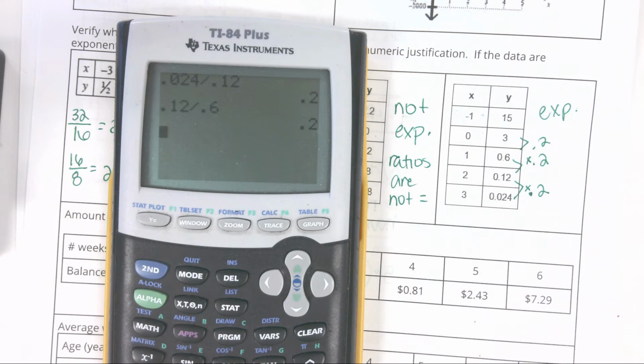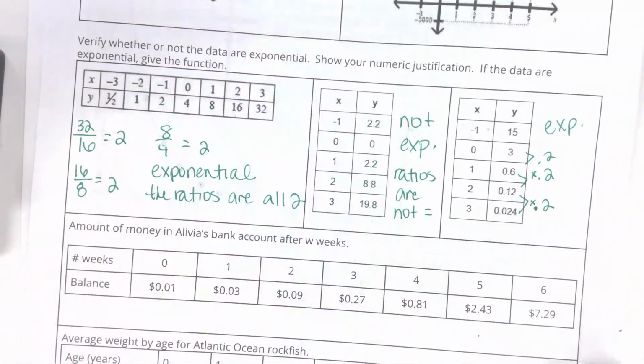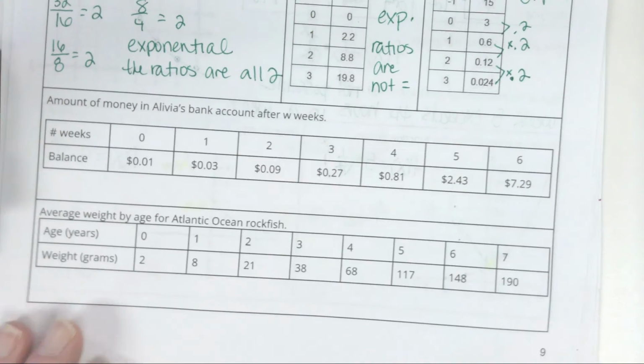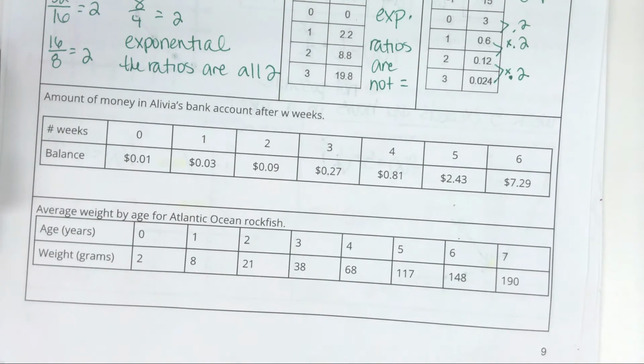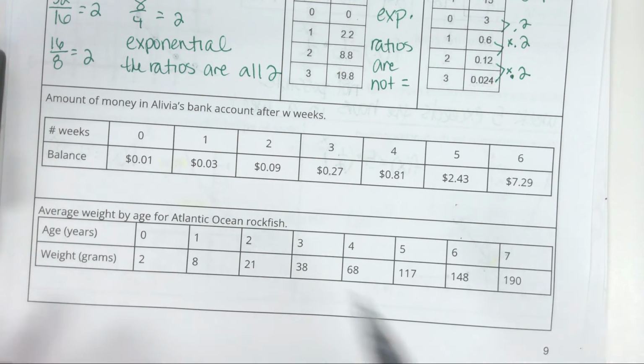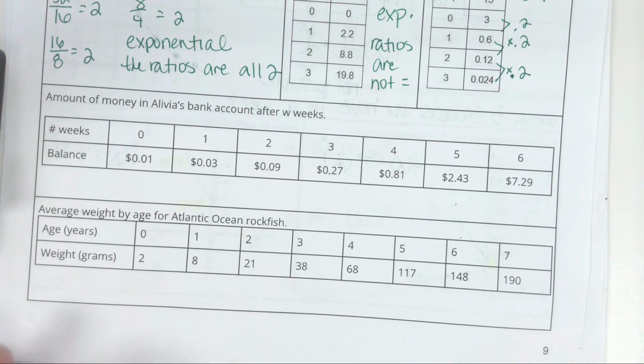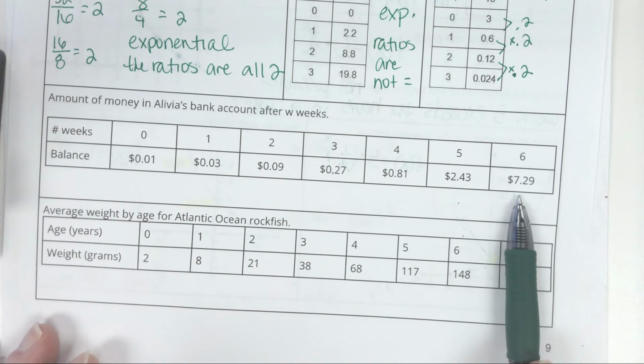How about the money in Olivia's bank account? Is that exponential? Yeah, what's the multiplier? What's being multiplied? Yeah, she only started with 1 cent. Oh, I'd love this though. If you tell your parents, you can give me a 1 cent allowance but triple it every week, you're gonna be rich children. At week 6 you wanna see why?